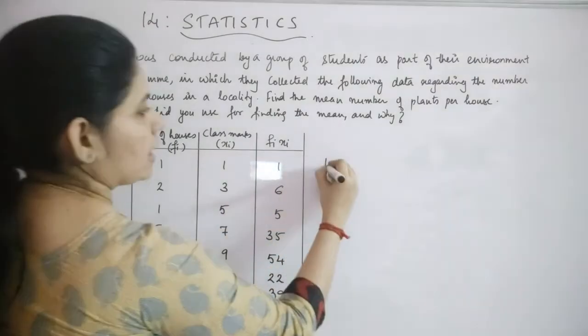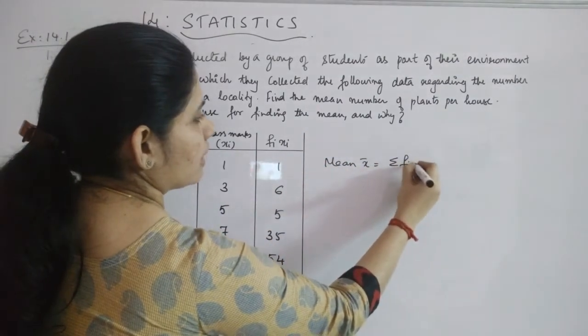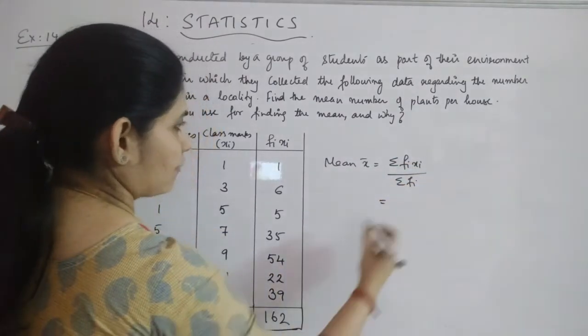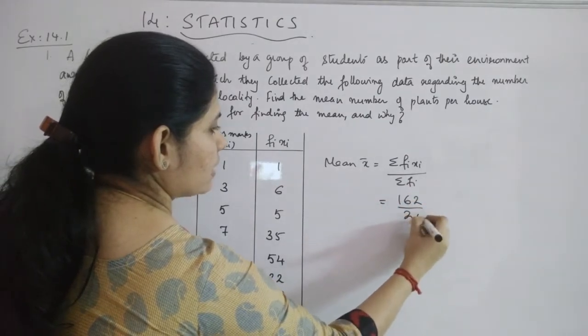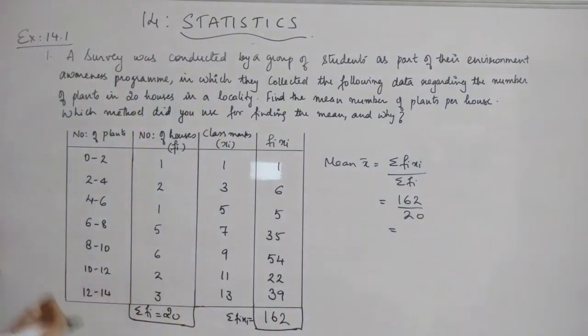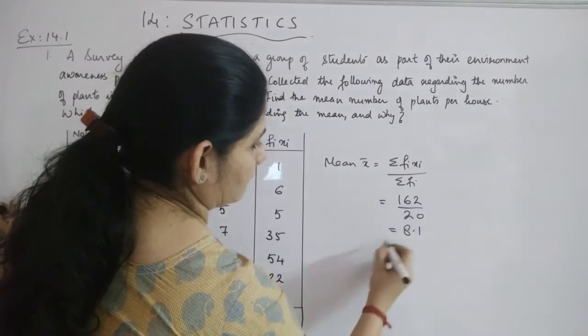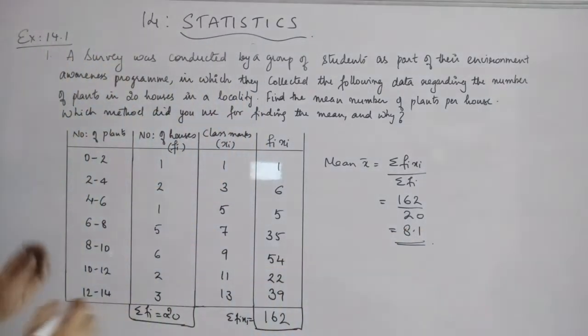So the mean X bar is equal to sigma Fi Xi divided by sigma Fi. Sigma Fi Xi, you got it to be 162, divided by 20. How much will you get as the value? 162 by 20 is 8.1. Okay, so here this is the mean.